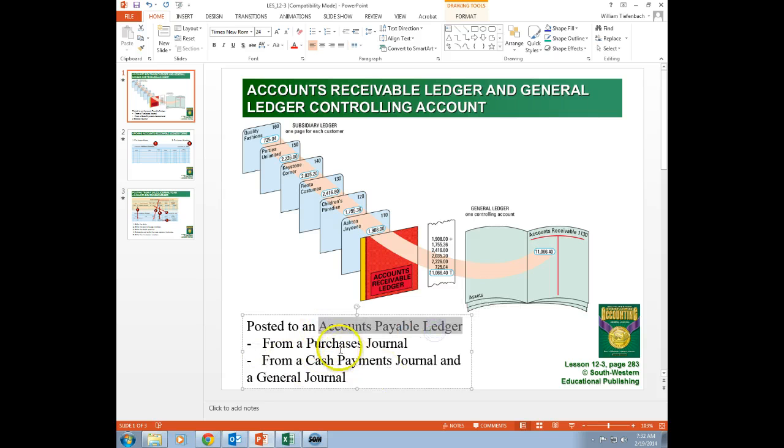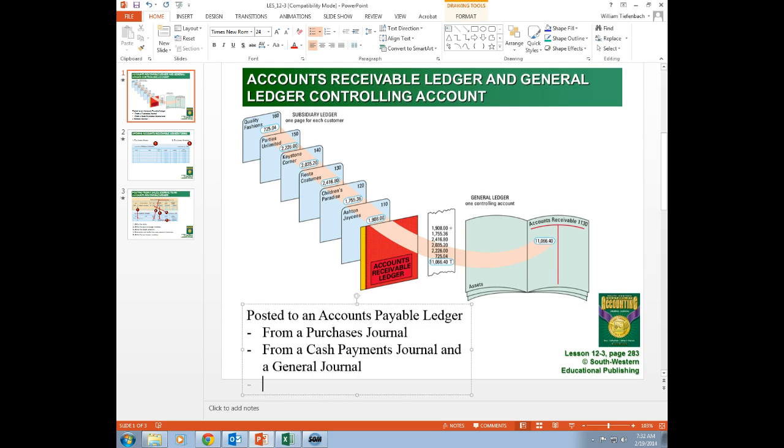Okay, so far we've taken 3 out of the 5 journals that we've learned about in chapters 10 and 11, and we've posted them to the accounts payable ledger. Accounts payable is where we owe people money for either merchandise that we've purchased on account or supplies that we've purchased on account, or maybe we're paying them back, and that would be from the cash payments journal.